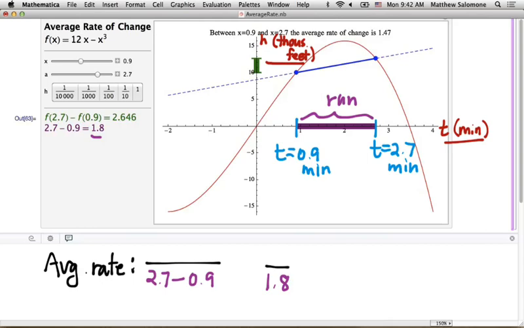2.7 minus 0.9, that's 1.8. Then for the rise, we just need to find the y-coordinates of these points. So f of 0.9 is 12 times 0.9 minus 0.9 cubed, which is 10.071. Is that what you get for f of 0.9? Again, the function we're using here to relate t and h is this function up here. And then for our second point, its y value will be given by f of 2.7.